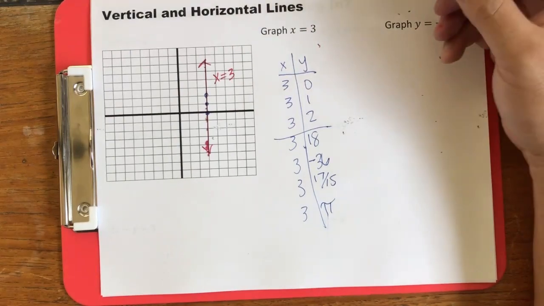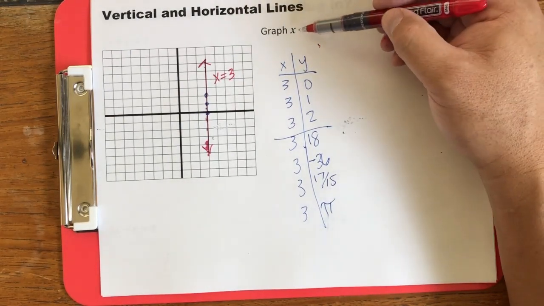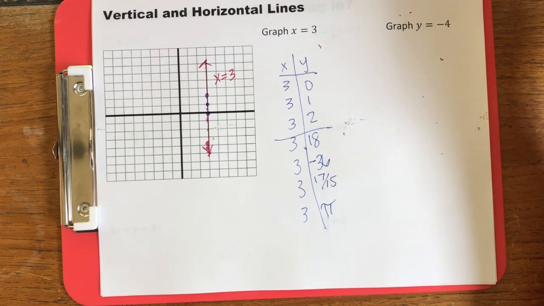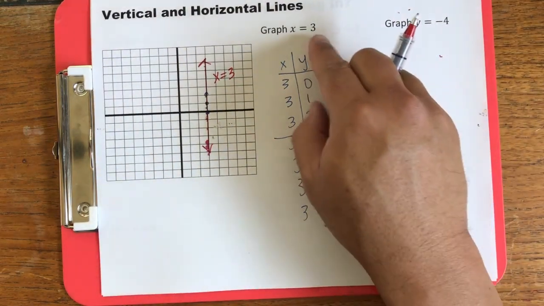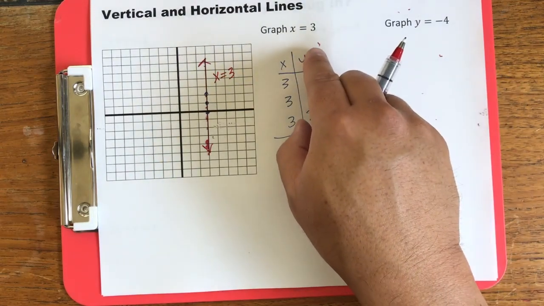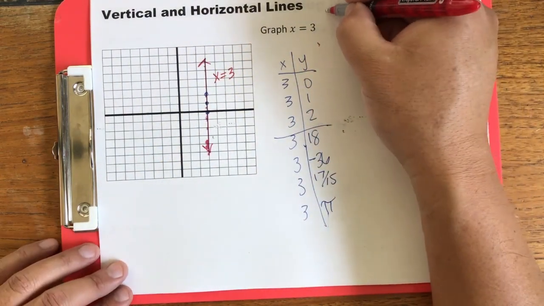Now, this works against your intuition. Usually when you think x, you think horizontal. The way I try to remember it is that when you have something like this, you're going through 3 on the x-axis.